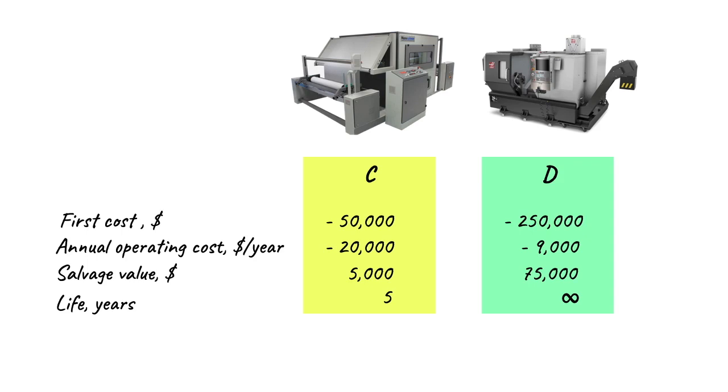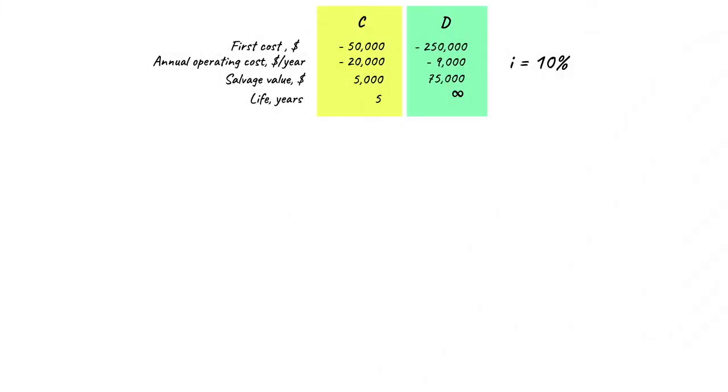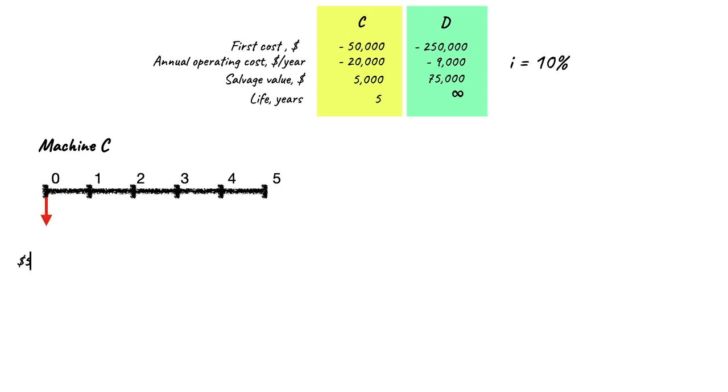So how are we going to solve this? Let's say the interest rate is set at 10%, which machine should we choose, machine C or machine D? Now let's look at the cash flow diagram of machine C. We know the warranty life, or the life of this machine, is 5 years, and the initial cost is $50,000. The cash flow is pointed downwards because you are spending money to buy this machine, and the amount of money is $50,000.